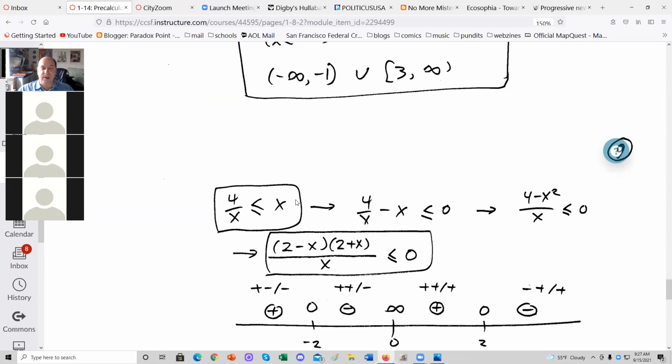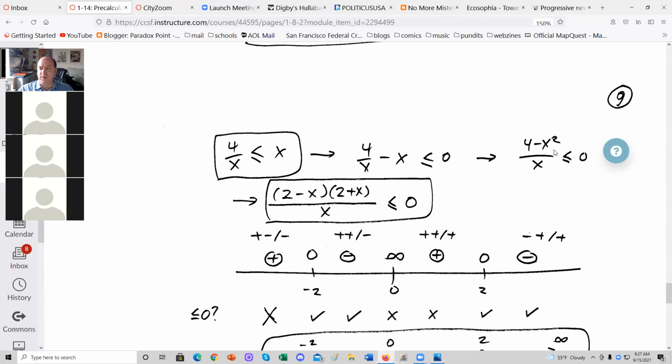Now here we have an annoyance. 4 over x is less than or equal to x. Well, we don't have a comparison with 0 here. We solve that by transposing the x. 4 over x minus x is less than or equal to 0. This is (4 minus x squared) over x is less than or equal to 0. And then this 4 minus x squared, we can factor to (2 minus x) times (2 plus x). This is the difference of squares, 2 squared minus x squared, difference times sum. So (2 minus x) times (2 plus x) over x is less than or equal to 0.